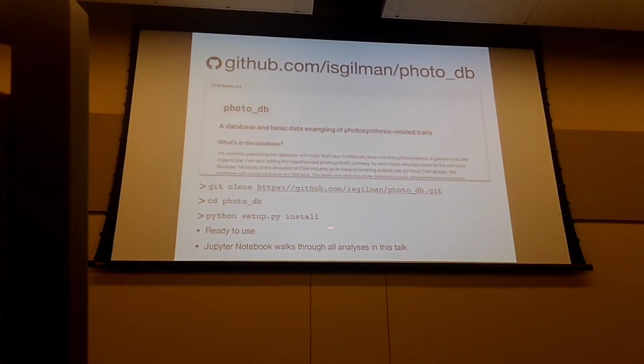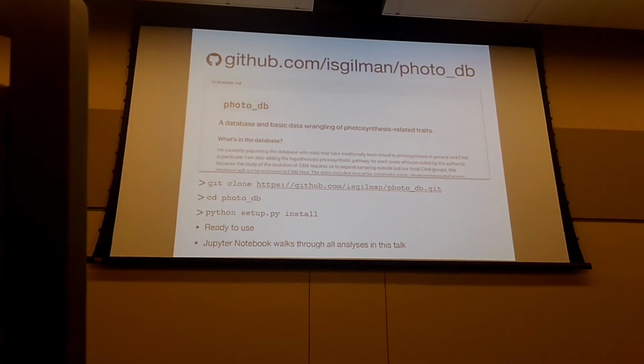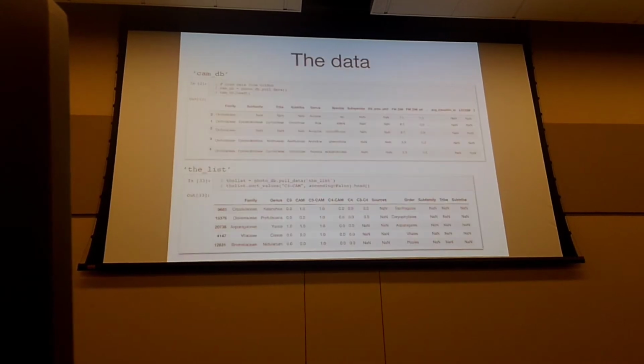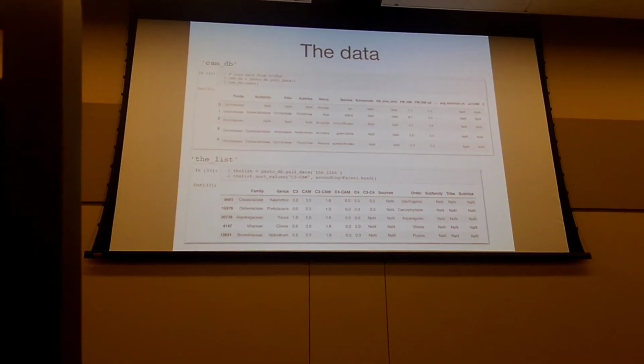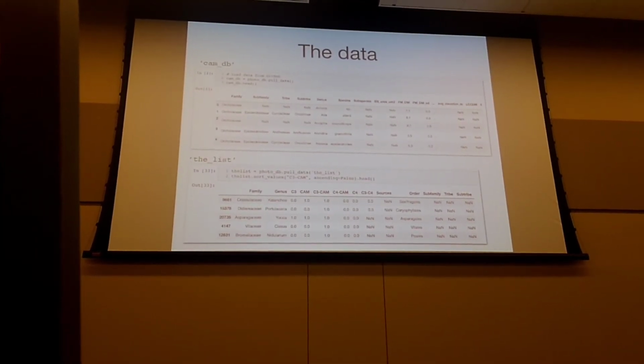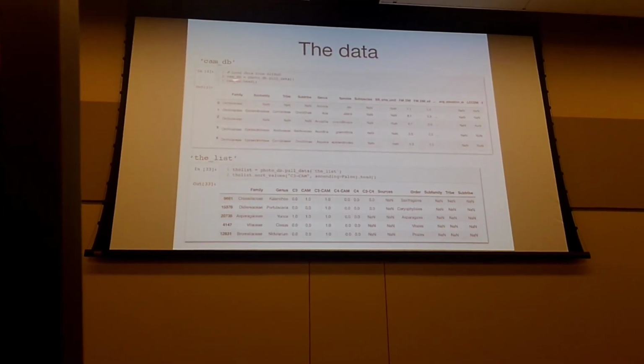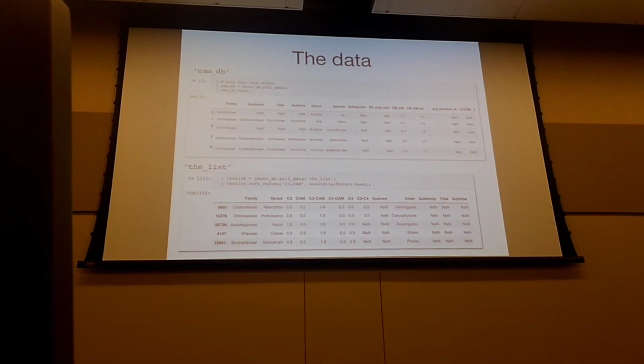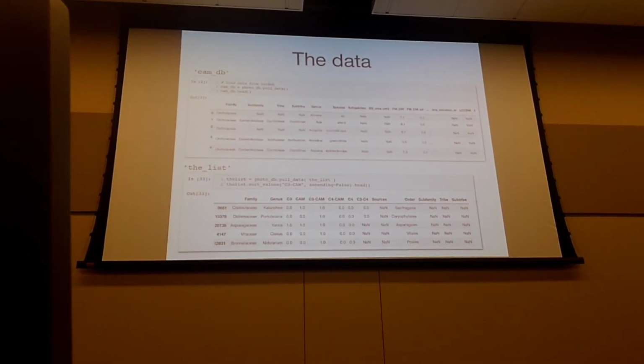And there's a Jupyter notebook that should really easily walk you through every single analysis that I'll show you today and some other ones. The two databases present in this package, or just on the repository itself, are called CAMDB and in the list. CAMDB is just an artifact of the original database, which was just CAM taxa. It's been expanded for all types of photosynthesis now.